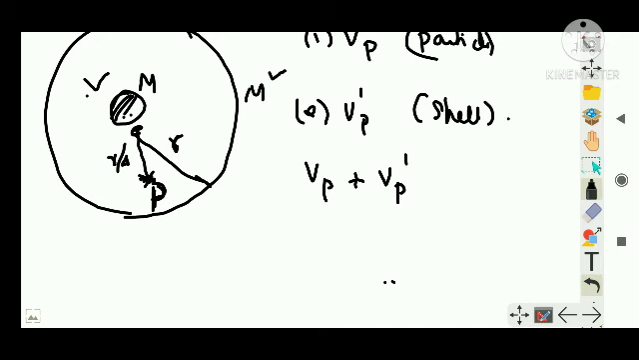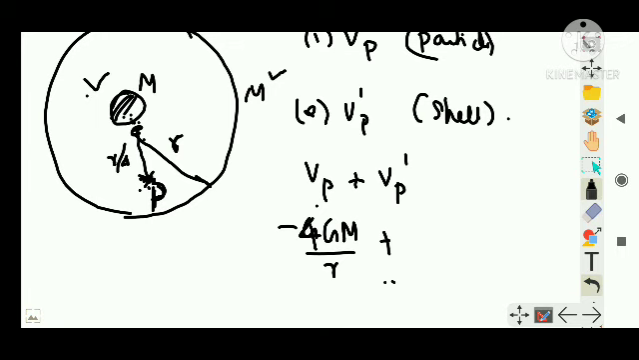So what will be the potential at P due to the particle? This particle is at the center, and P is at a distance r by 4 from the particle, right? So I can write Vp is equal to minus GM by r, and in place of r I will write r by 4. So this becomes minus 4 GM by r.